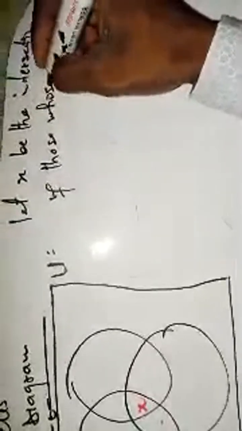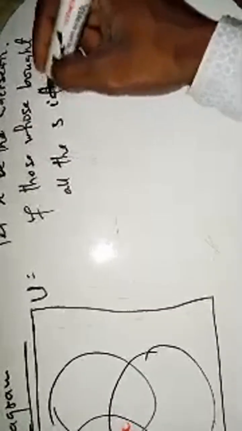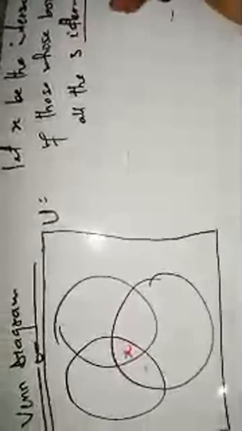Intersection of those who bought the three items, right? That should be our items. Is that okay? Or maybe the three full stops. Okay. Now, perfect. Once you have this thing down, then you can proceed.